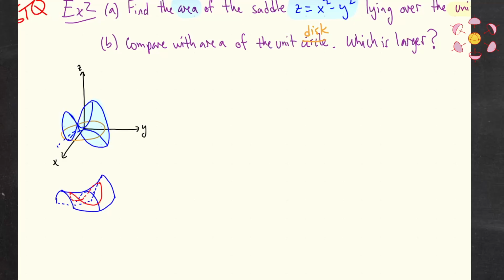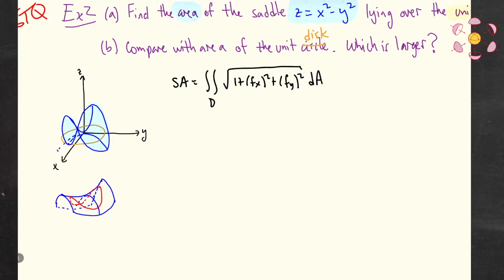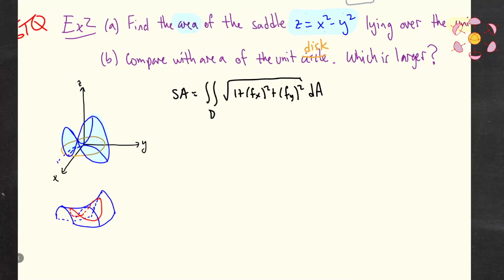All right, well, let's calculate. So you've got a diagram here. This is actually pretty straightforward in that we should start off with our formula for the surface area, which is a double integral over our domain of the square root of 1 plus fx squared plus fy squared times our dA. Remember, dA is our flat area.